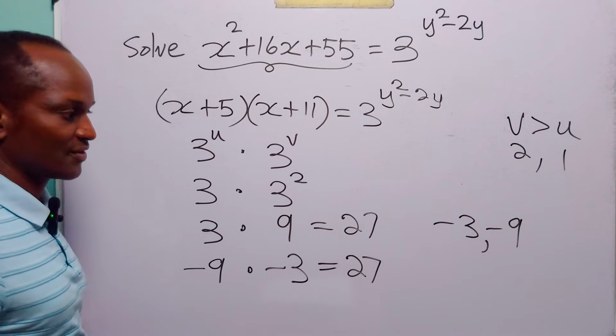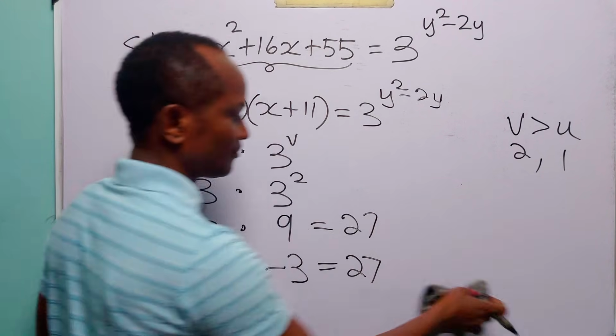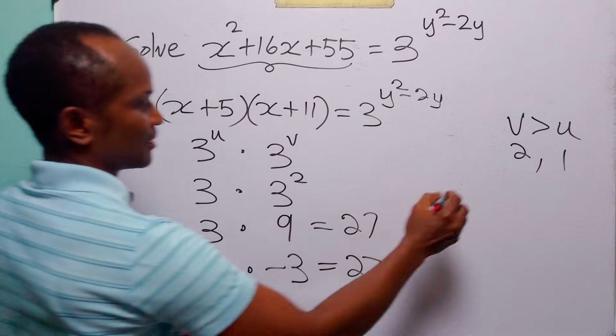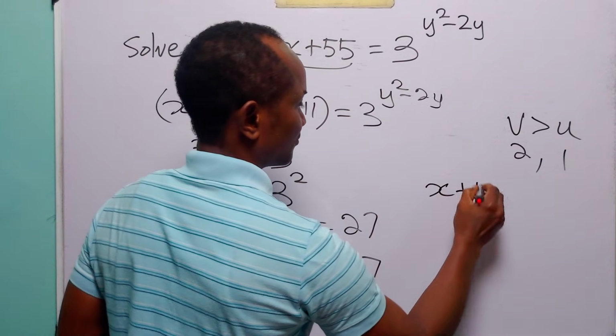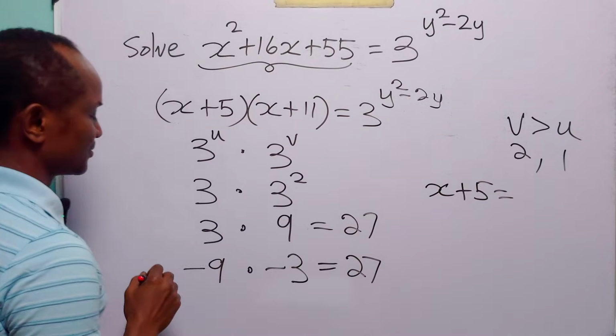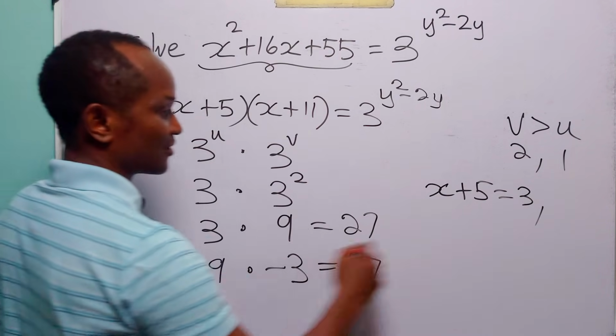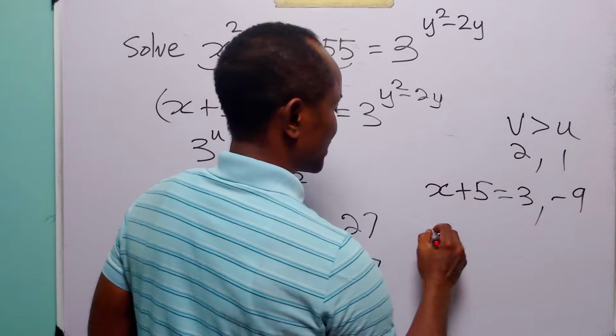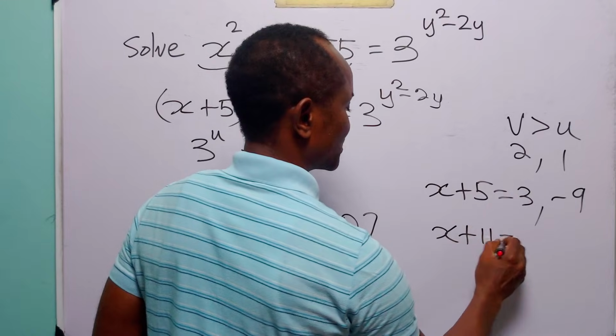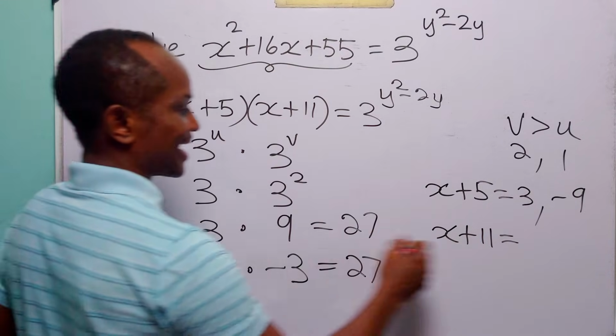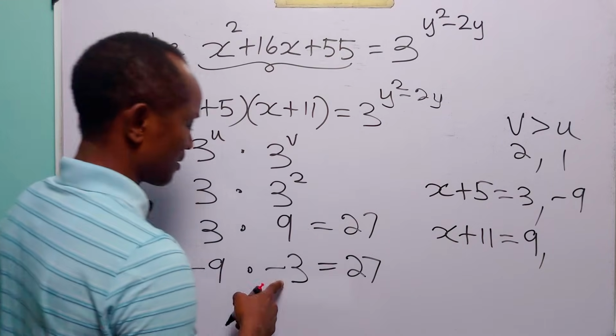So now what we have is, we have that x plus 5 is equal to 3 or minus 9. And we have that x plus 11 is equal to 9 or minus 3.